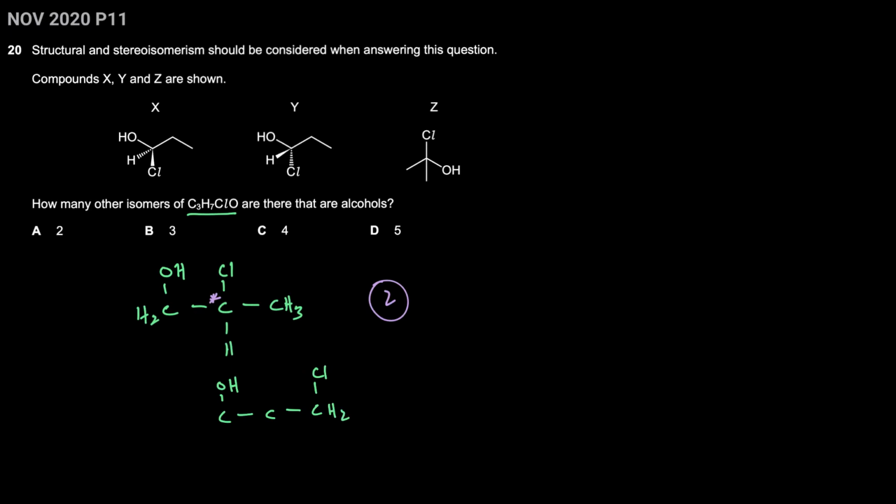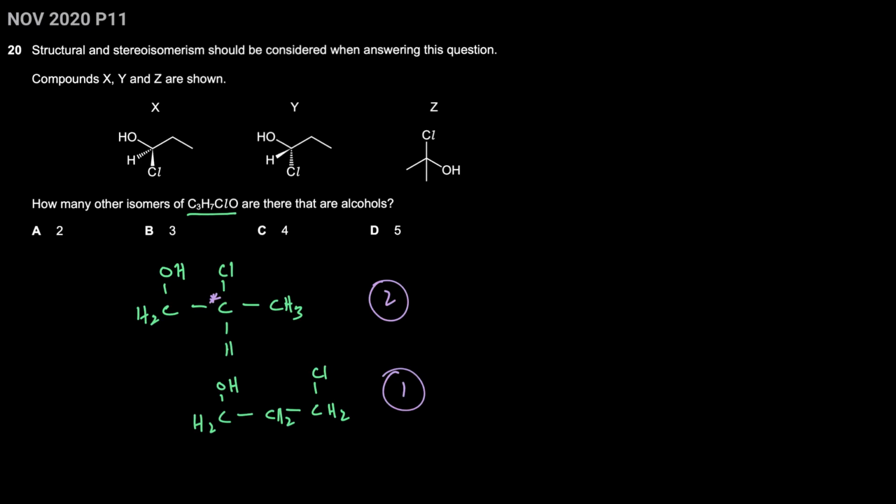There we end up with CH2Cl on one end and a CH2OH on the other, and we have a CH2 in the middle. This particular structural isomer does not exist as a pair of optical isomers. If you notice, each of the carbon atoms is bonded to two identical hydrogen atoms. So therefore, there's only one possibility for this structural isomer.